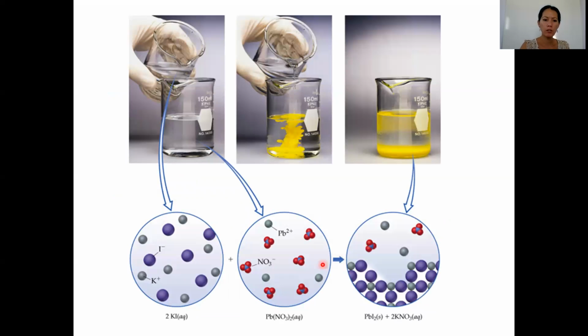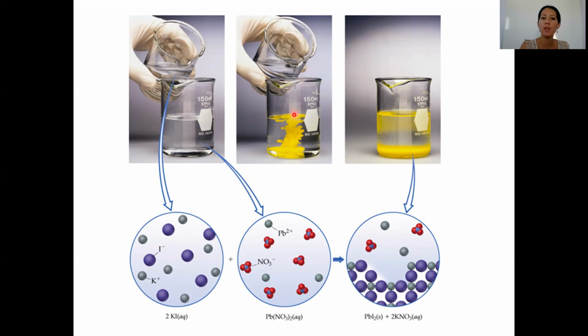Okay, this is what it looks like. This is actually with potassium, not sodium, but potassium iodide and lead nitrate. You have these ions just floating around in solution. It's an aqueous solution, nothing solid. The lead and the nitrate, everything's aqueous. So you can see them here, this clear solution.